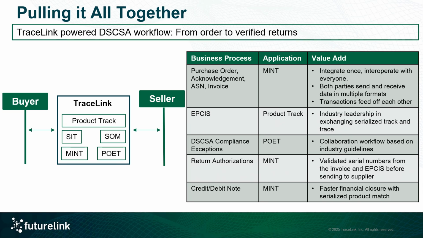Let's just make sure that we see a view of how all of this comes together. Again, a different view of the business-to-business transactions with the PO, acknowledgement, ASN, and invoice, which is upfront, going through with the integrate-once value add that Mint provides, and the compliance stack with Product Track, SIT, and SOM that's used to exchange the EPCIS, the POET applications used to exchange DSCSA compliance exceptions, and then Mint again is used to do the B2B transactions. All of the applications talk to each other and they're reportable, so you're able to either leverage out-of-the-box reports and dashboards or create your own visualizations to draw metrics between all these different processes.